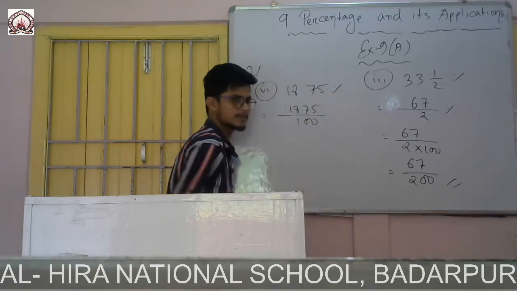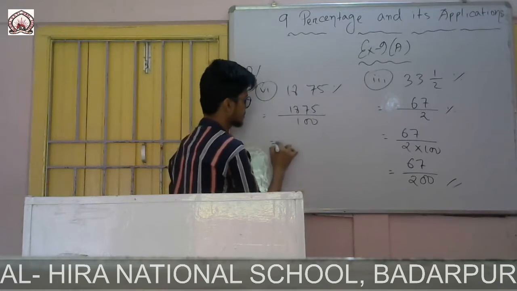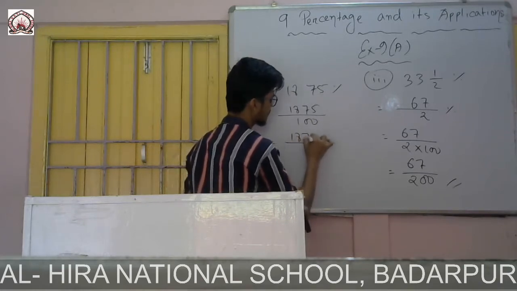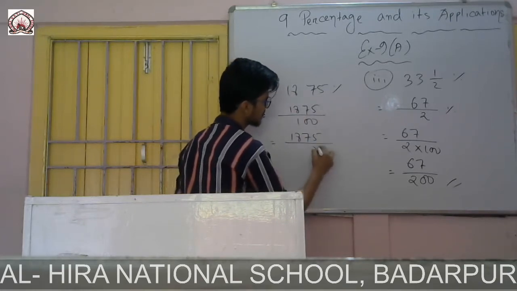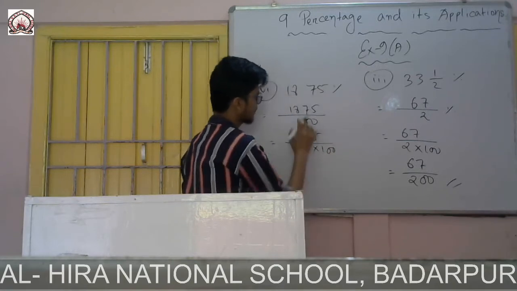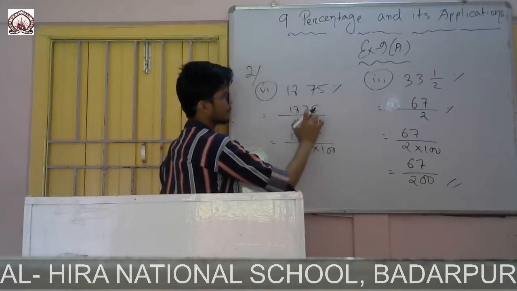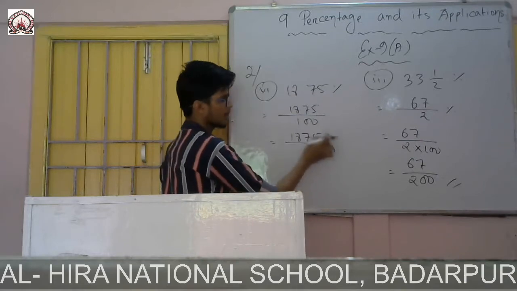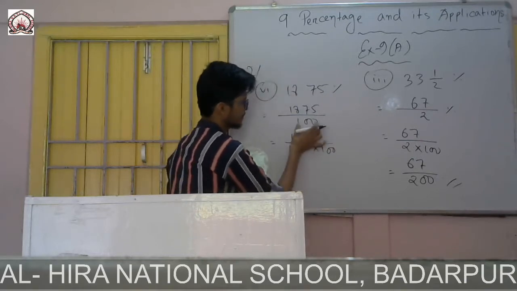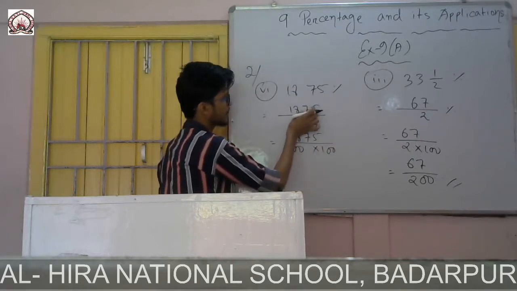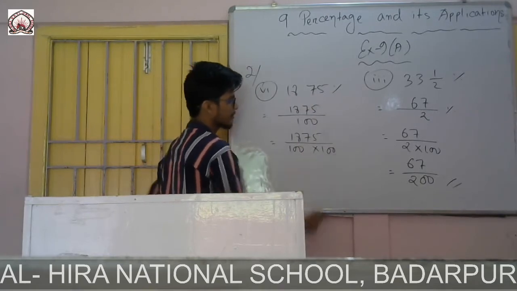If I remove the percentage sign, now I can remove this decimal easily. To remove this decimal I will multiply it by 100. See, after the point how many places? 2 places, that means 100, and there it is 100. So I wrote this 100 here, and after removing this decimal I wrote this 100 here.